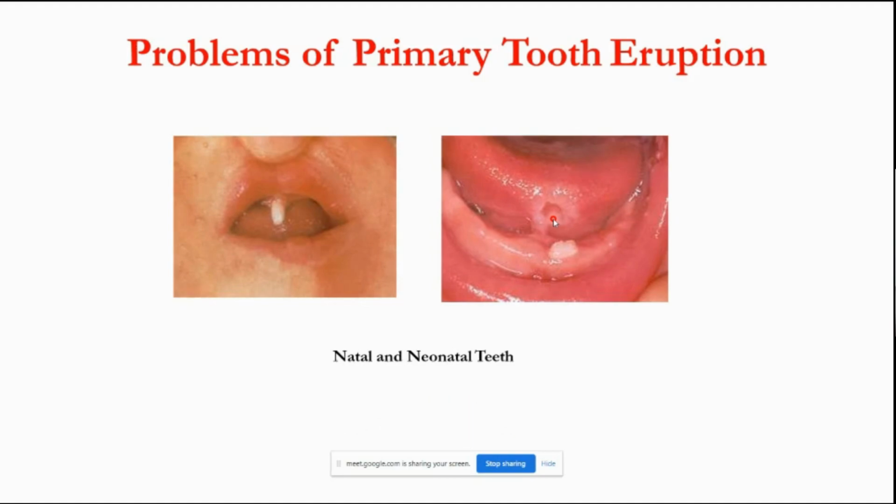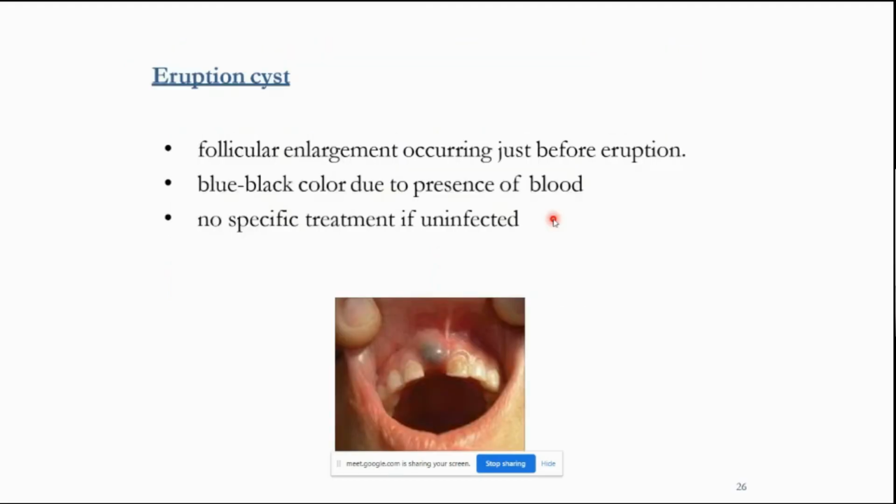So the mother brings the baby to you, but unless it's a supernumerary tooth, you cannot remove it. You have to just give them instructions on how to manage the situation. Another thing which you see with erupting teeth is called an eruption cyst, which we'll study in detail when you go to oral pathology. I'll teach you.